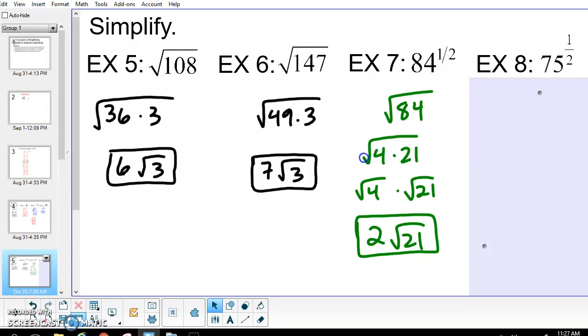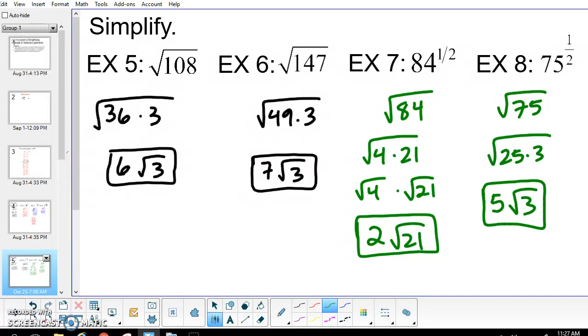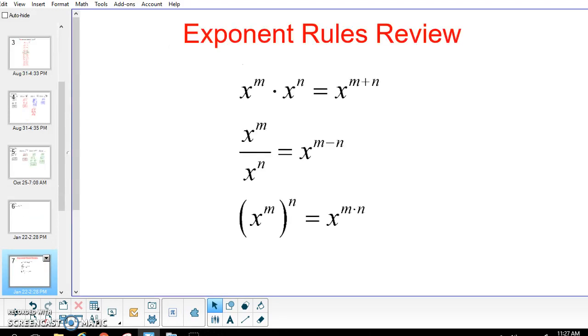Okay, so same thing here. Square root of 75, because that's the 1/2. And then 25 is the perfect square that goes into it. This is 5 square root of 3. All right, this is the same thing. So I'm going to skip this one.